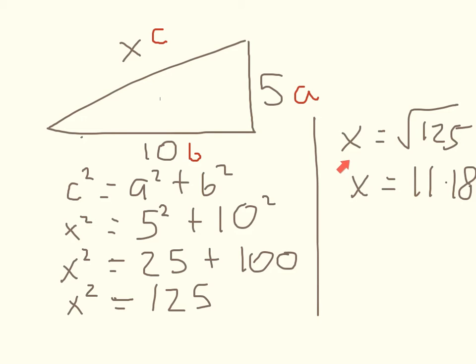Now you probably can see here, x is equal to square root of 125. This here is called surd form. Okay, so that's surd form right there. Surd form just doesn't use decimals, it's just the square root of a certain number. And that's Pythagoras' theorem, of course.